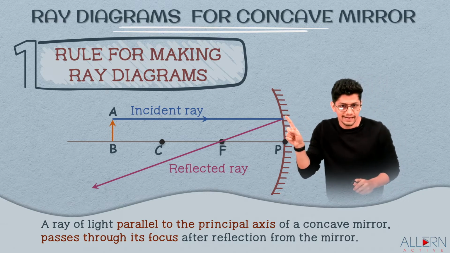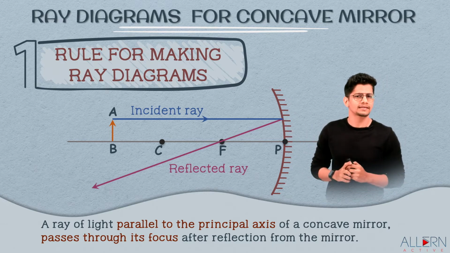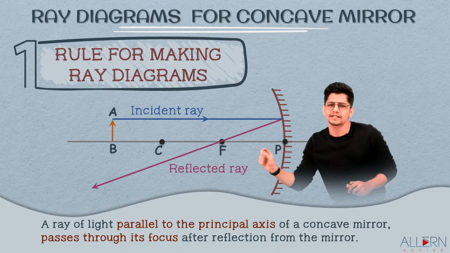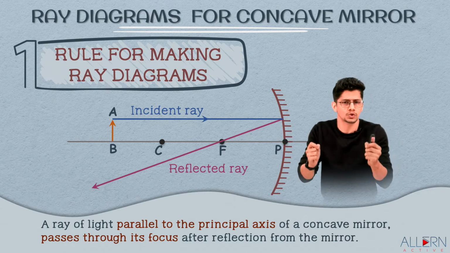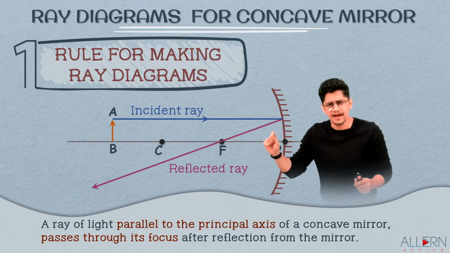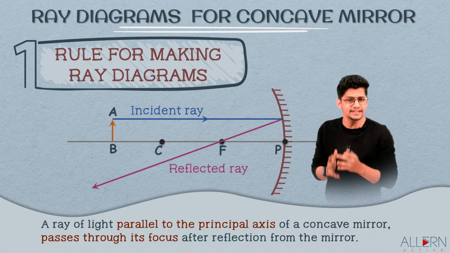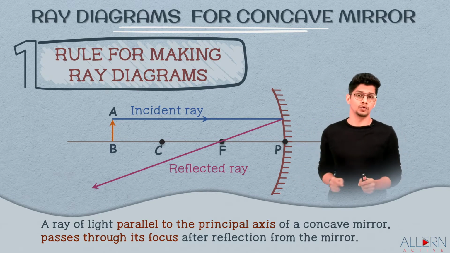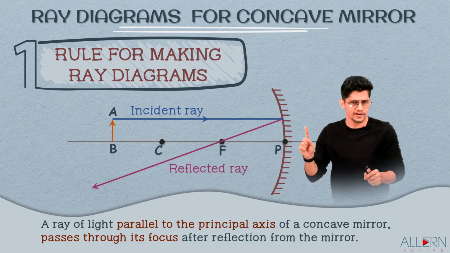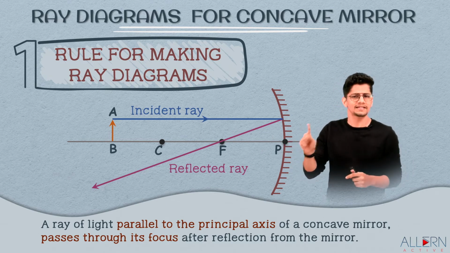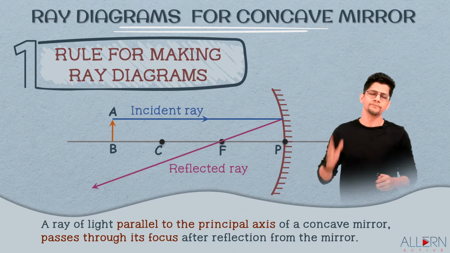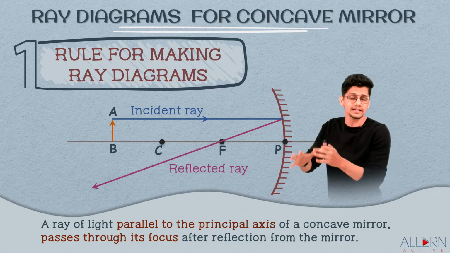So the incident ray is parallel to the principal axis. The reflected ray passes through the focus. This is the first rule. That means anywhere on the concave mirror, when you place the object, you will apply this rule. You will draw the incident ray first, that is parallel to the principal axis, and the reflected ray will pass through the focus. This is the first rule.